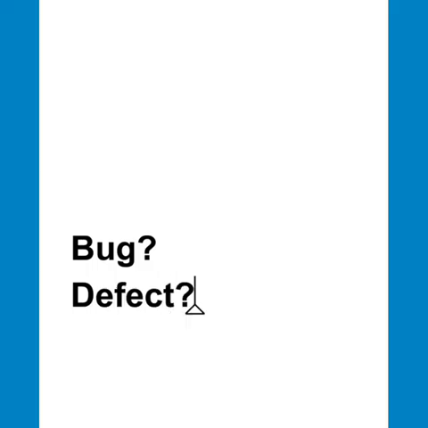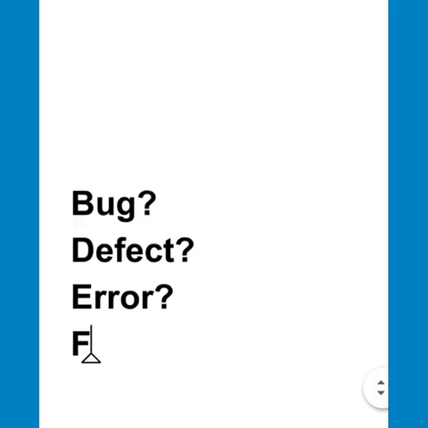In the next session I am going to discuss bug. What is meant by bug? What does it mean by defect? What does it mean by error? What does it mean by fail or failure? I am going to differentiate these: bug, defect, error and failure.